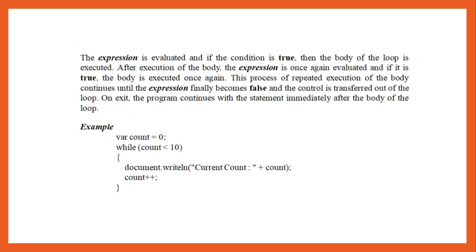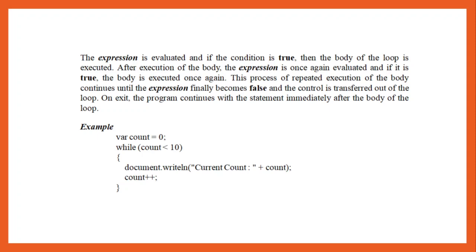See the example. Here I am taking a variable count equals 0. If count is less than 10, then the loop is executed for the coming values from 0 to less than 10. It is repetitively executing the same block of statements. While count is less than 10, it will print the count and then increase the count. Again, it checks the condition.